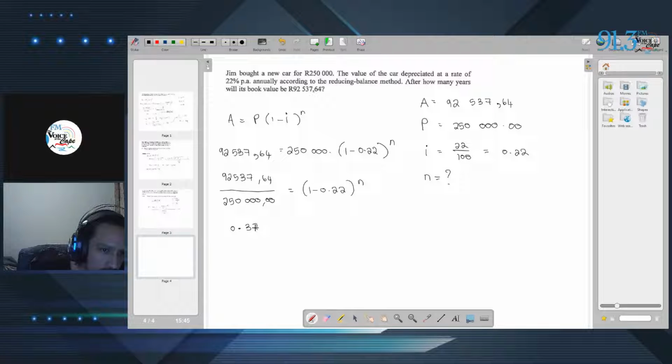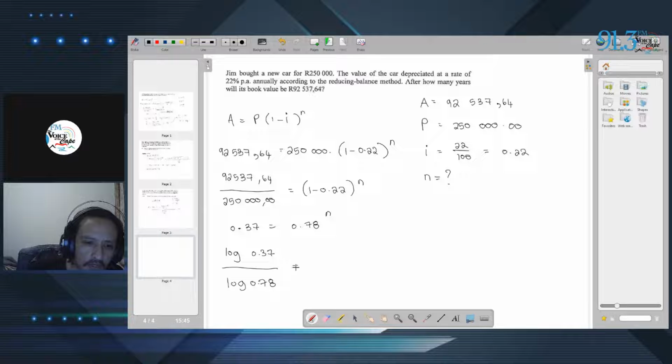0.37, which is equal to (1 minus 0.22), 0.78 to the power of n. And we use logs. So I just skipped a step there, it is equal to n. Therefore, n is equal to, let me just put this value in, and we get an answer of 4 years.